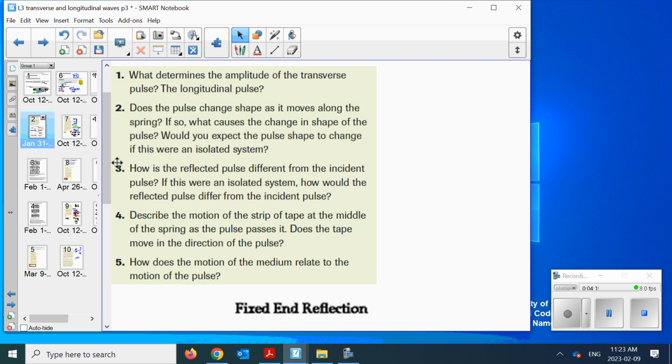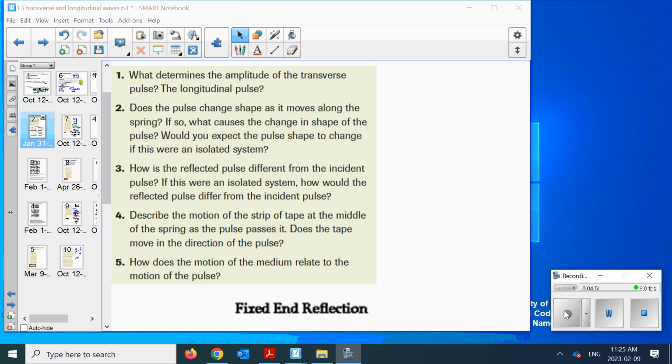So I'll pause. So we talked about number 2, and you guys came up with it. Does the pulse change shape as it moves in the spring? Yes, it gets smaller in size. So what causes that change? Why did we say it gets smaller? Friction. Yeah. Remember when we lifted it off the floor, it went back and forth like 5 or 6 times, right? Less friction. Friction is why it's reducing in size as it goes.